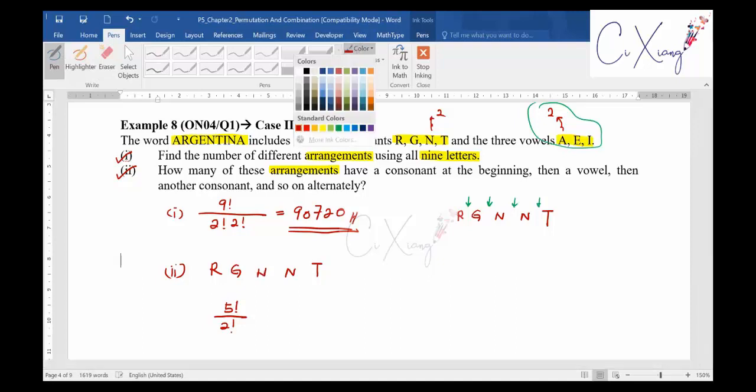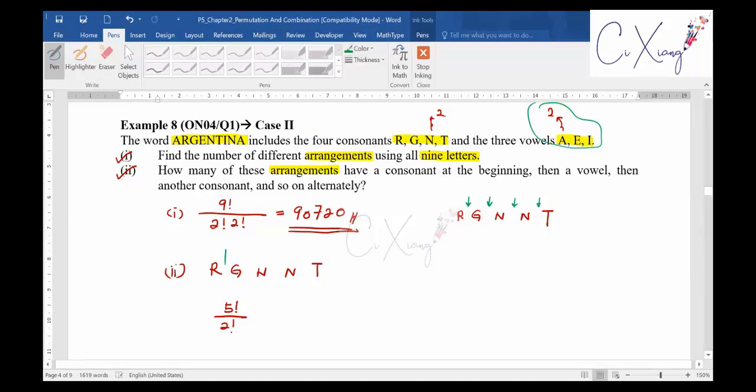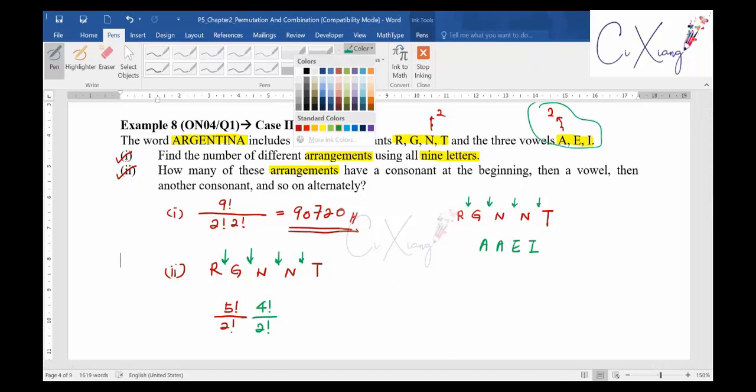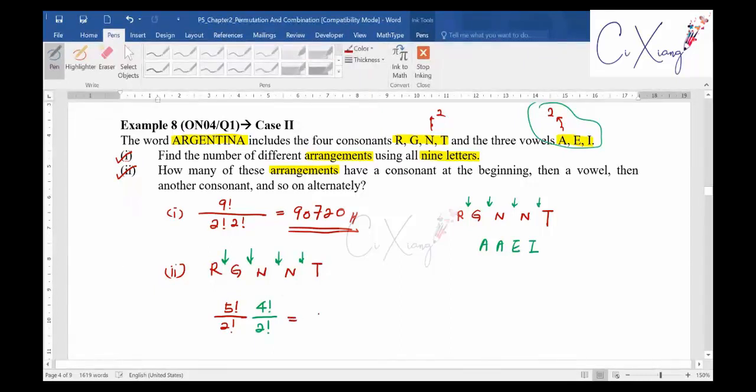Okay, I only consider the spaces inside. So how many spaces do you have here? 1, 2, 3, 4. So these 4 spaces you want to arrange the 4 items, 4 vowels. So you have 4 factorial, but I need to divide it by 2 factorial. So again, why do I need to divide it by 2 factorial? Because you have 2 A's in the vowels. All right, so eventually, if you press the calculator, then you'll get 720.